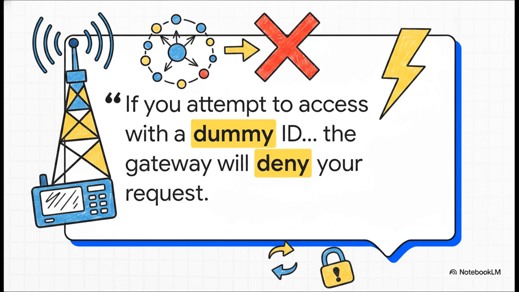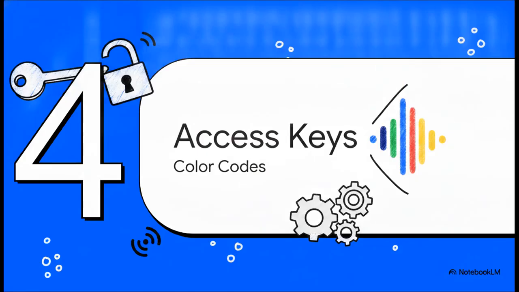So, the crucial point is this: you literally cannot just make up a random number. If you attempt to access a network-connected repeater with a default dummy ID, say 123456, the repeater's gateway controller is going to immediately deny your routing request. It acts a whole lot like a bounced IP address on a computer network. You simply will not get through. No way.